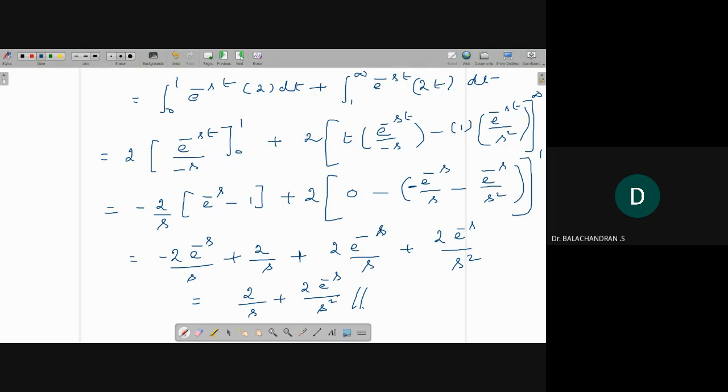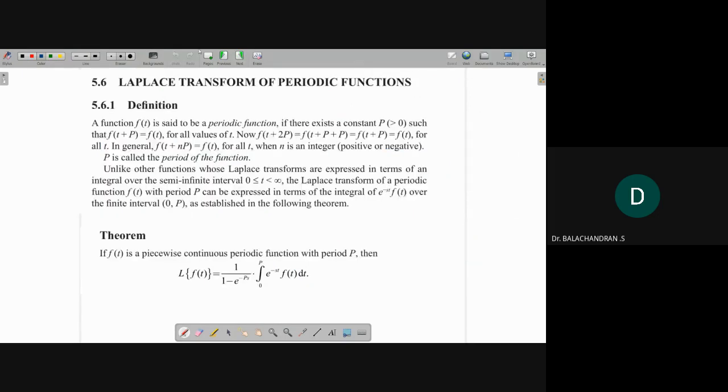Next I am going to the Laplace transform of periodic functions. This is a somewhat important section from some points of view also. First, you should know what a periodic function is. A function f of t is said to be periodic if there exists a positive constant p such that f of t plus p equals f of t for all values of t. So from this we have f of t plus 2p.